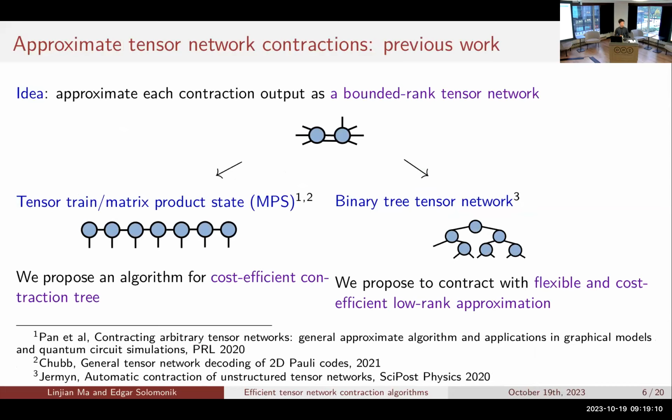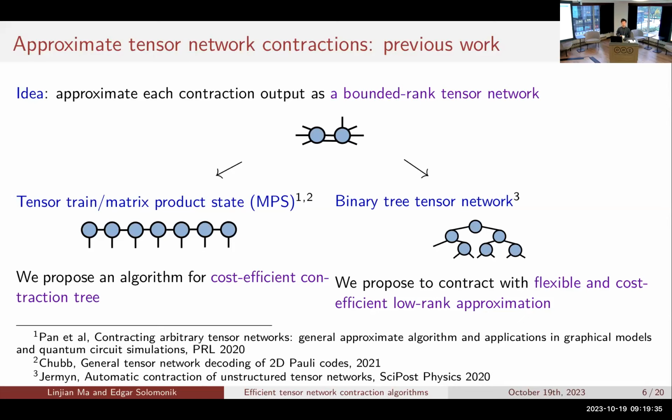As I've mentioned, contracting a tensor network accurately can be very expensive. So previous works propose algorithms to approximate it. The approximation scheme is that every time we generate some intermediate tensor when we do contraction, we approximate the large tensor as a low rank or bounded rank tensor network.